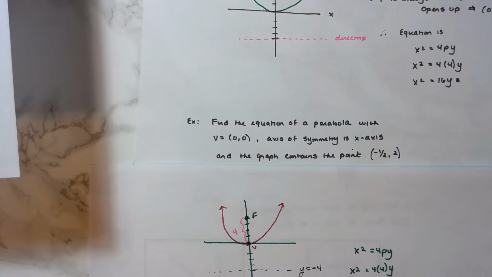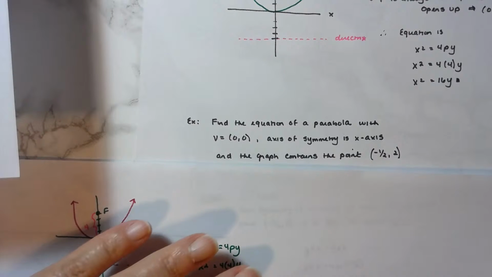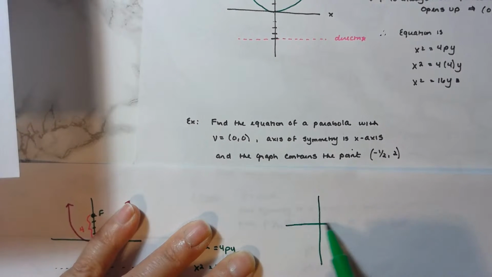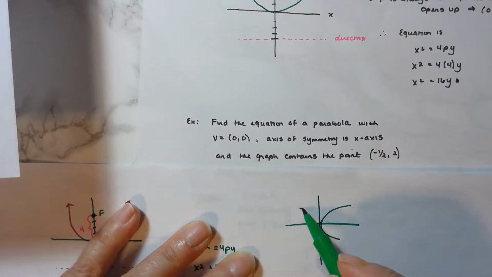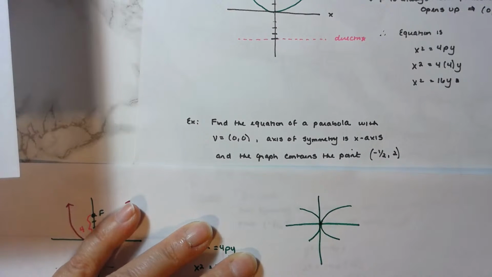Okay, I know my vertex is at 0, 0, and that the axis of symmetry is going to be the x-axis. So far, what I know is that this thing's going to either open left or right. It's either going to open this way or it's going to open this way, right? I don't know yet, but I know my vertex is on there. My axis of symmetry is the x-axis. The other thing I know is that the graph contains the point negative 1/2, 2.